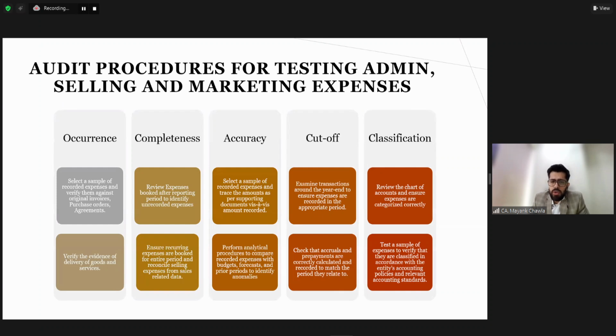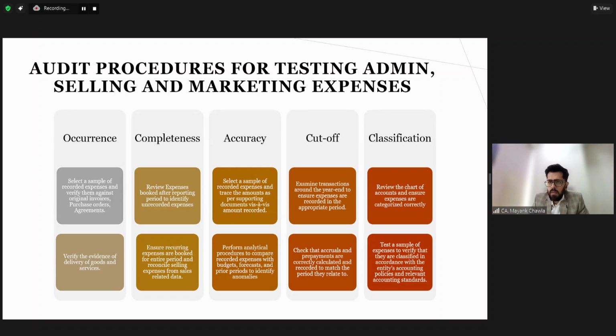Now, coming to the audit procedures, again, I have tried to jot it down at the assertion level so that it is easier for the audience to understand. So for the occurrence, the delivery evidence is the key. I mean, there has to be an evidence of delivery of goods and services. The agreements have to be there, and the original invoices, and the evidence of payment. All these things are necessary to substantiate the occurrence of a transaction.